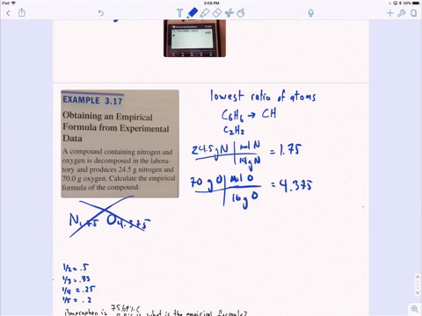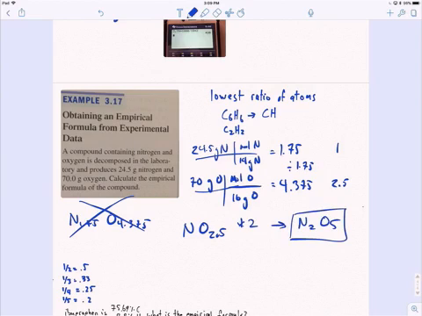So what do we do? We divide both sides by 1.75. Of course, we get 1 here. And for oxygen, we get 2.5. Can we say nitrogen 1, oxygen 2.5? No, we can't have half an oxygen, so what do we do? We multiply by 2, and we get N2O5, so dinitrogen pentoxide.